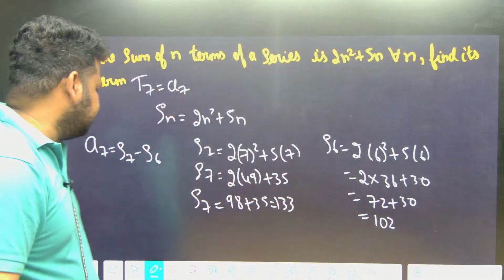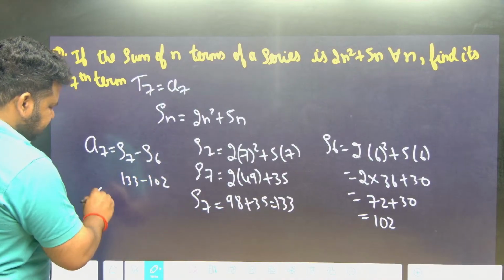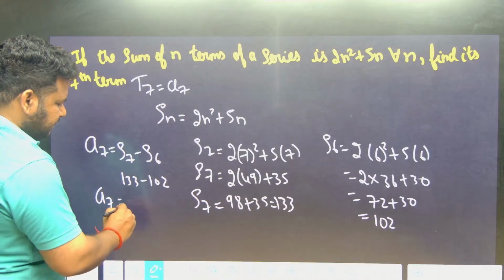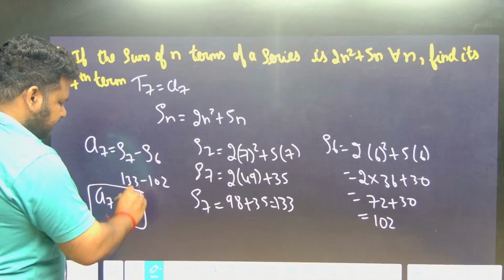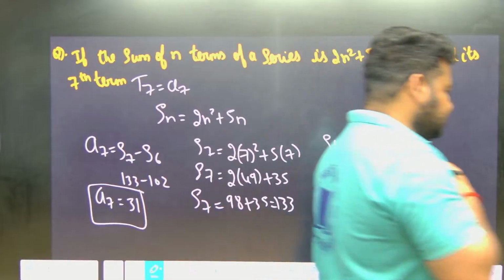Just take the difference between these two, that is 133 minus 102. So A7 will be equal to what? 133 minus 102, we will get the value as 31. So A7 is 31. This is how you will be able to solve the question, this is how you will be able to get the answer to this question.